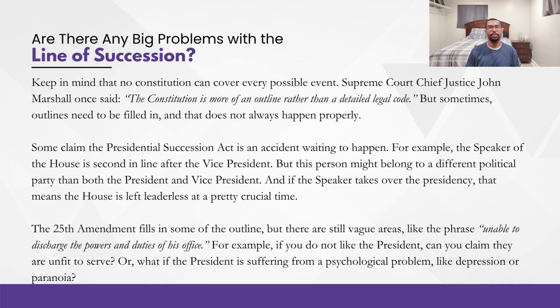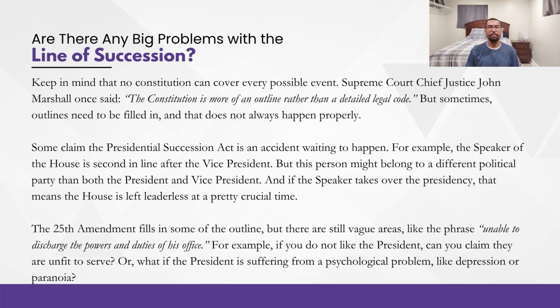Some claim the Presidential Succession Act is an accident waiting to happen. For example, the Speaker of the House is second in line after the Vice President, but this person might belong to a different political party than both the President and Vice President. And if the Speaker takes over the presidency, that means the House is left leaderless at a pretty crucial time.